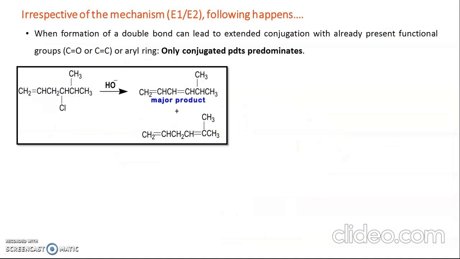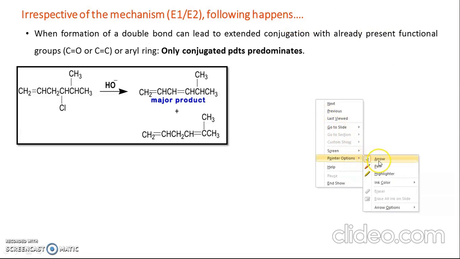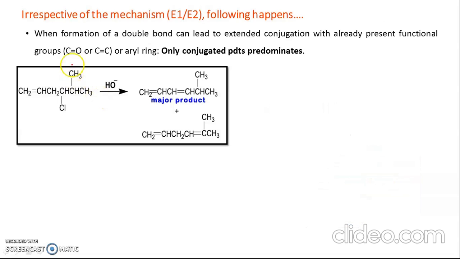Now we will see some cases where, irrespective of the mechanism, whether it is E1 or E2, you will always see the following observations. So some other factors are playing a role, and we will have to focus on those factors more, irrespective of the mechanism. The first condition is when the formation of a double bond can lead to extended conjugation with already present functional groups. Suppose in the starting material you already have some CC double bond, or some CO double bond, or you have some aryl ring.